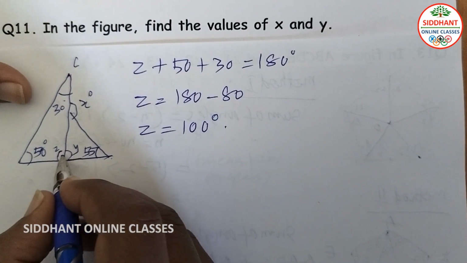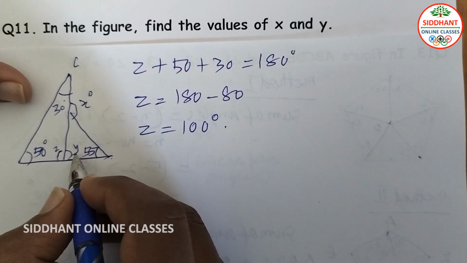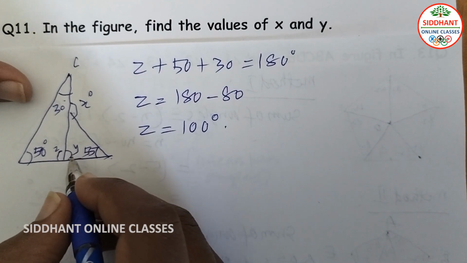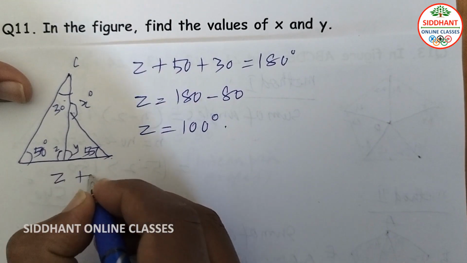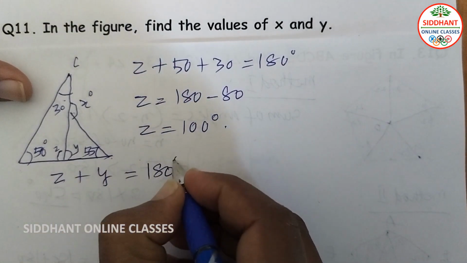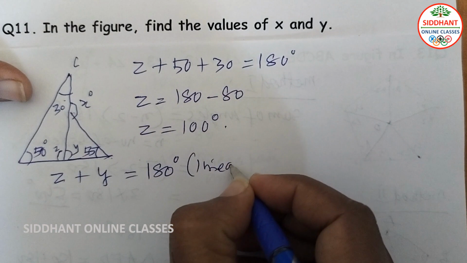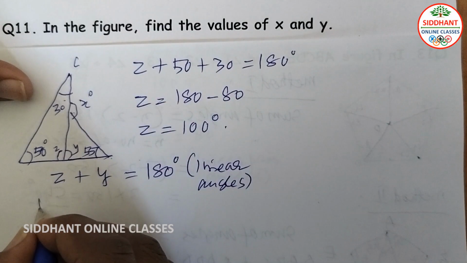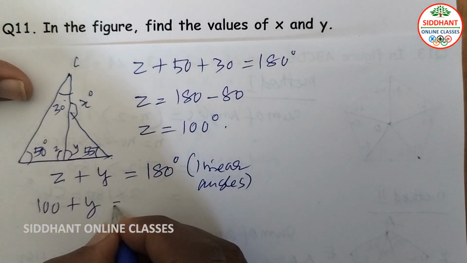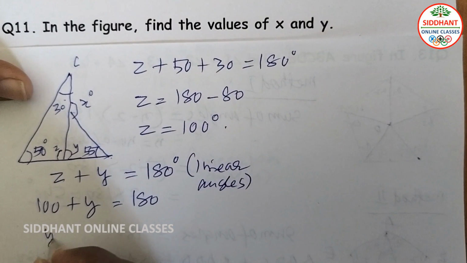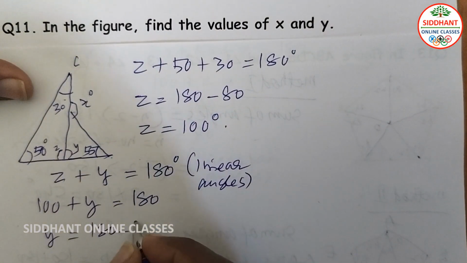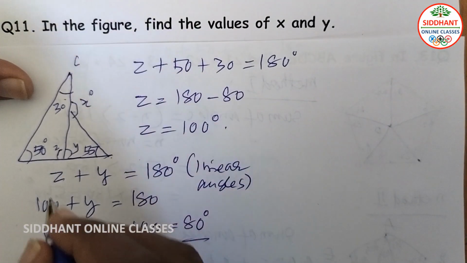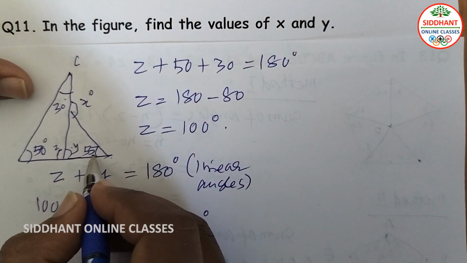Then we know that this z value and angle y are linear pair angles. The sum will be equal to 180 degrees. So z plus y equals 180 degrees because they are linear pair angles. z we know is 100, y we are going to find out. Then y is equal to 180 minus 100, that will be 80 degrees. So this is 80 degrees, and another is 55 degrees.